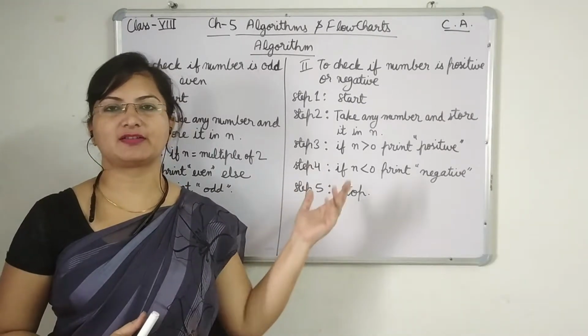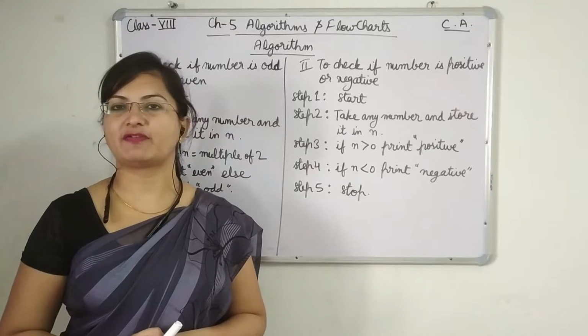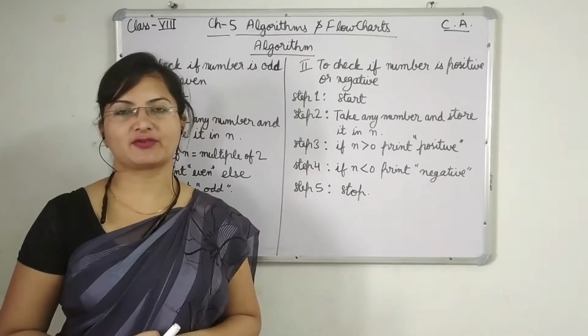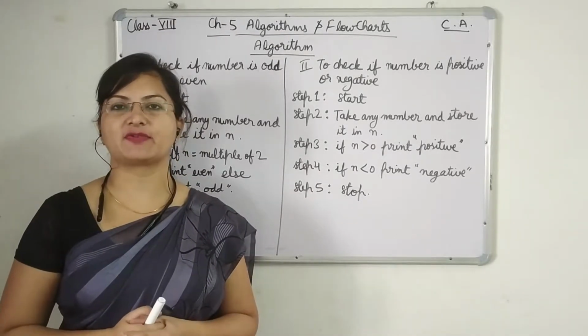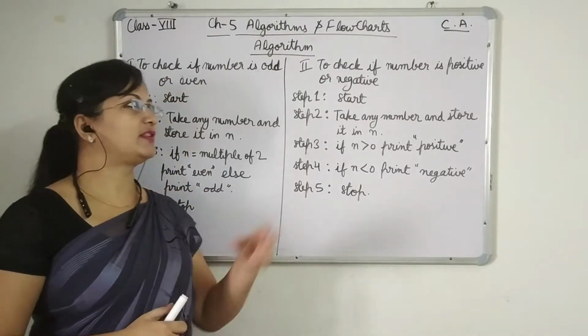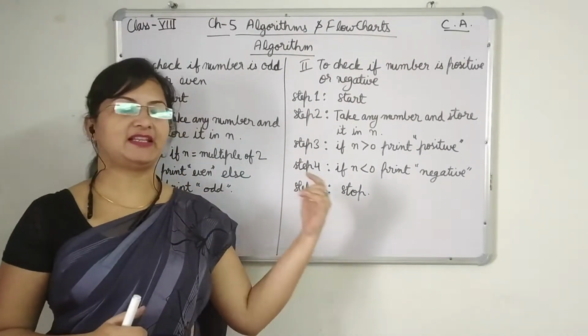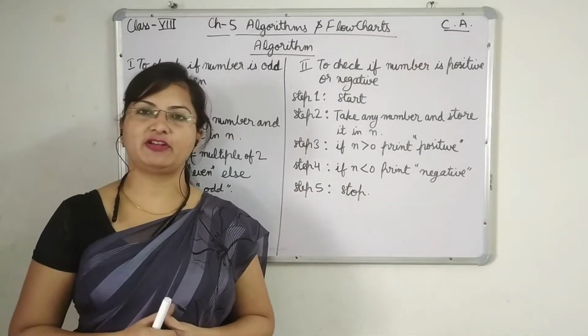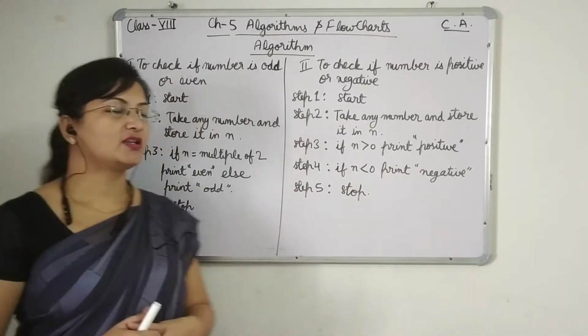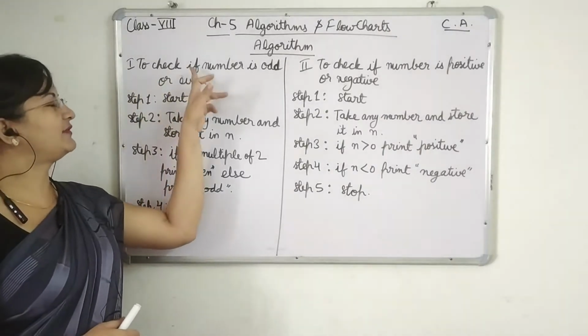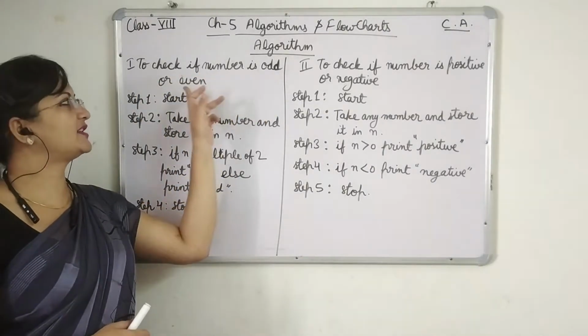Today we will continue the same chapter, chapter 5, algorithms and flowcharts. Students, we have already completed the chapter, but today we will discuss some examples of algorithm. And these examples I have already given you to write in the notebook. So students, first of all, to check if the number is odd or even.